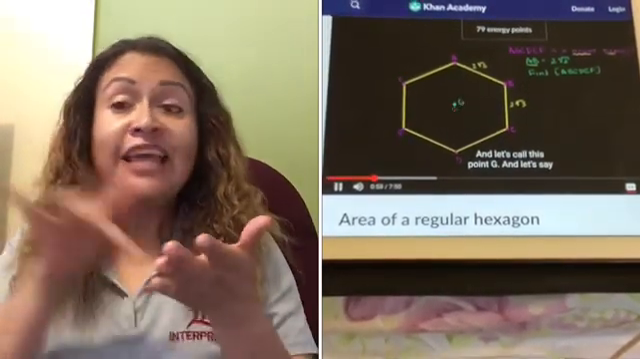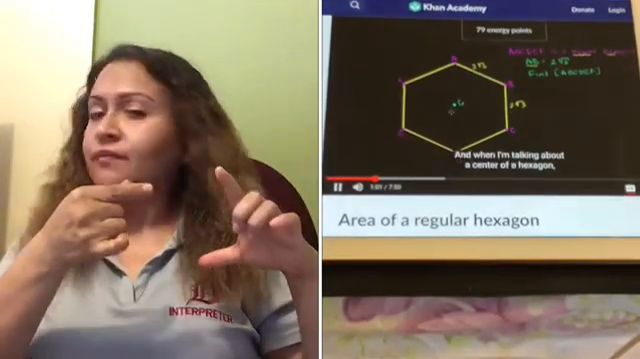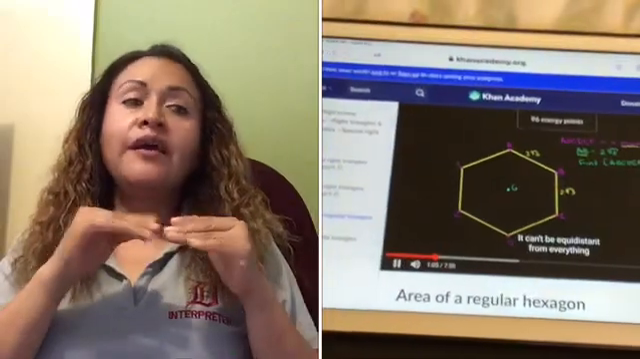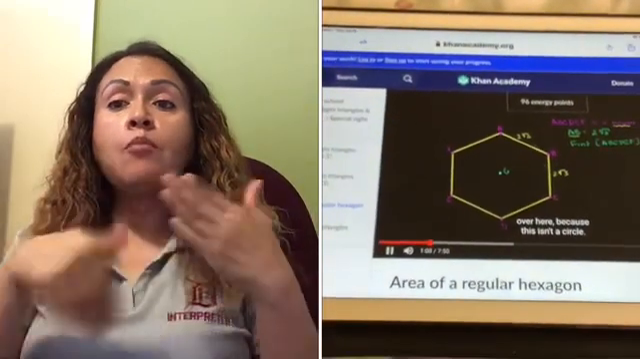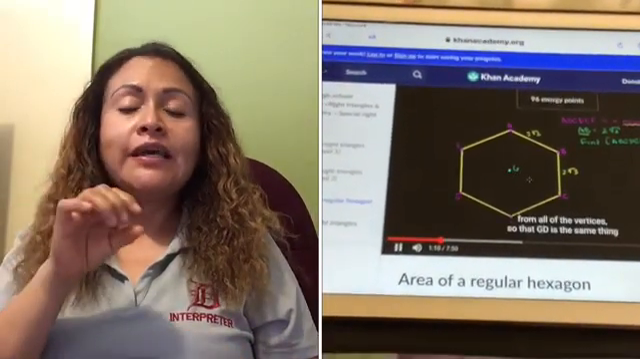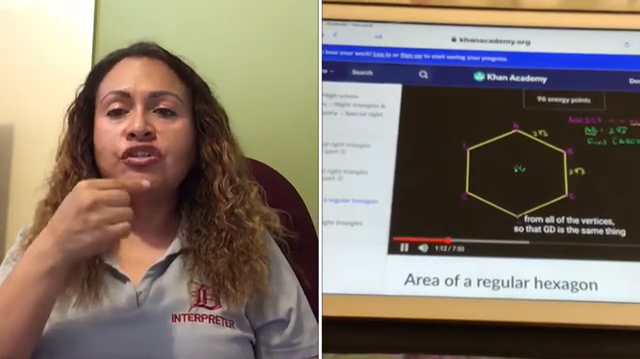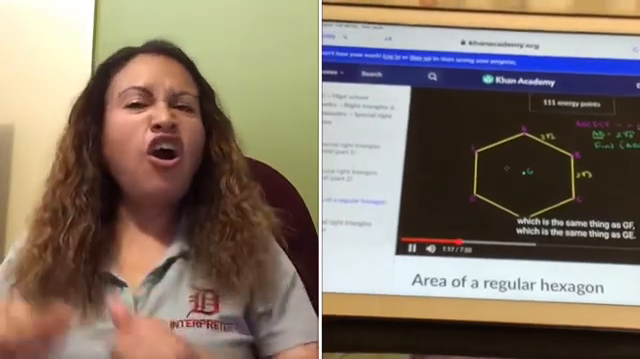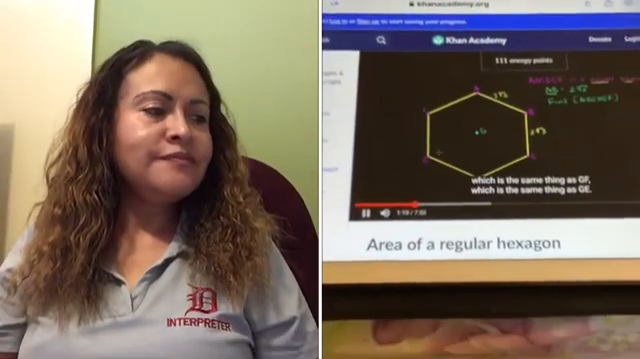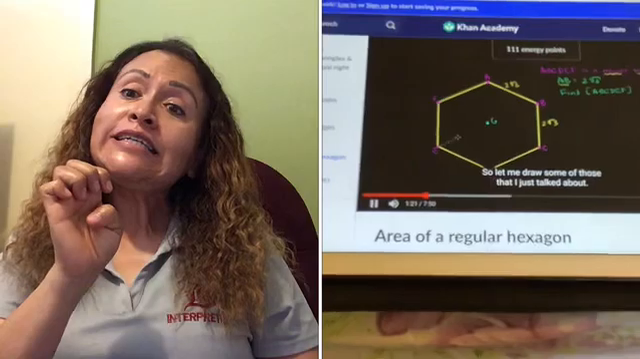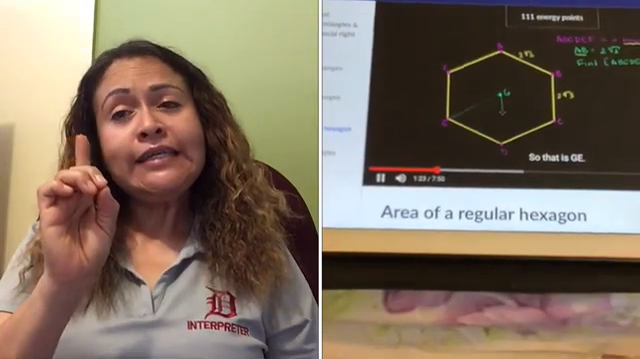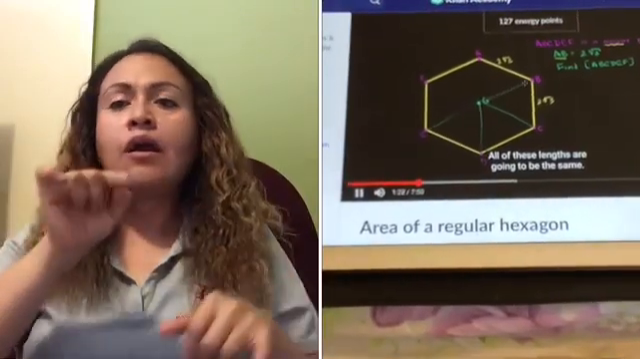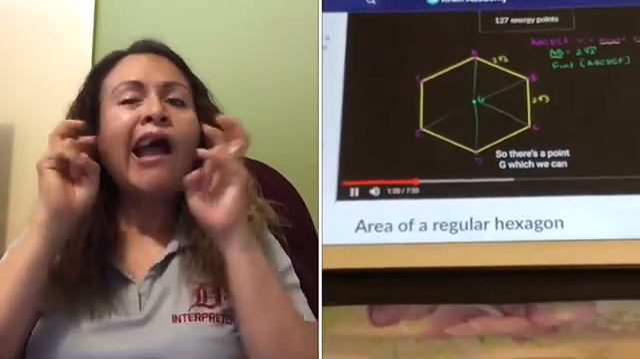And when I'm talking about a center of a hexagon, I'm talking about a point. It can't be equidistant from everything over here, because this isn't a circle, but we could say it's equidistant from all of the vertices. So GD is the same thing as GC, is the same thing as GB, which is the same thing as GA, which is the same thing as GF, which is the same thing as GE. So let me draw some of those that I just talked about. So that is GE, there's GD, there's GC. All of these lengths are going to be the same. So there's a point G, which we can call the center of this polygon.